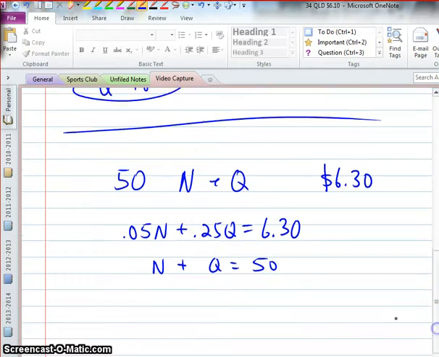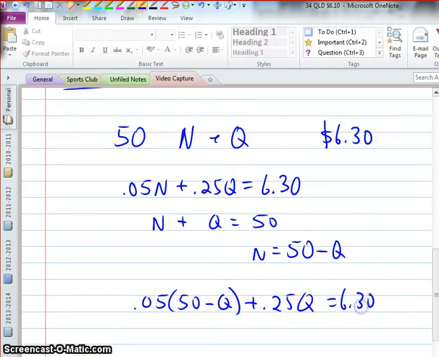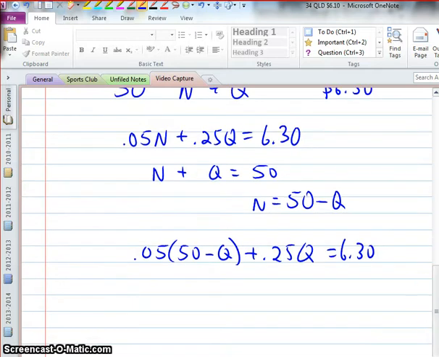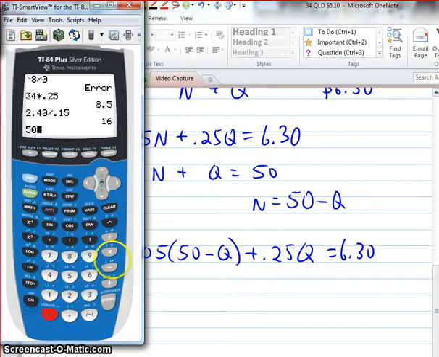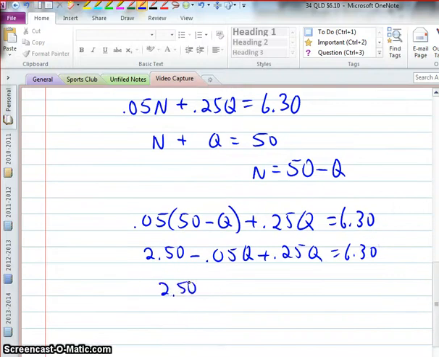This time I'm going to isolate nickels by saying that nickels must be 50 minus quarters. Then I'm going to go back to the first equation, and where there's a nickel, I'm going to replace it with 50 minus quarters, then plus 0.25 quarters equals $6.30. I've got to distribute. Sometimes my math with decimals is not good, so we're not going to take a chance. We're just going to use our old faithful friend: $2.50 minus 0.05q plus 0.25q equals $6.30. Combine like terms on the same side of the equation.